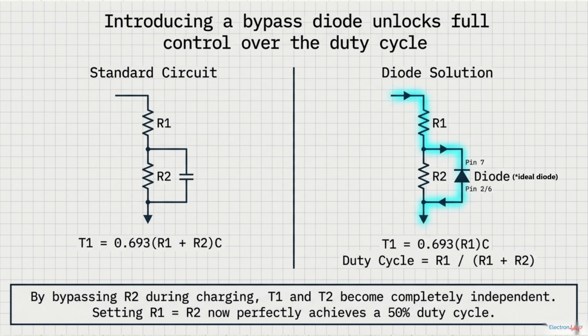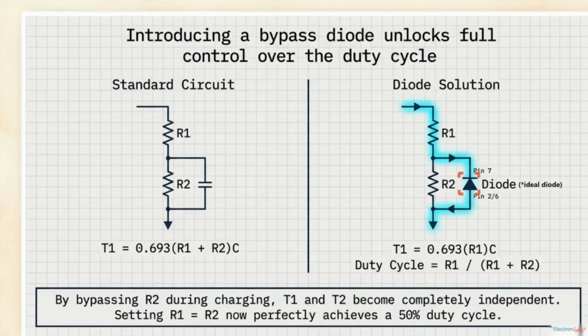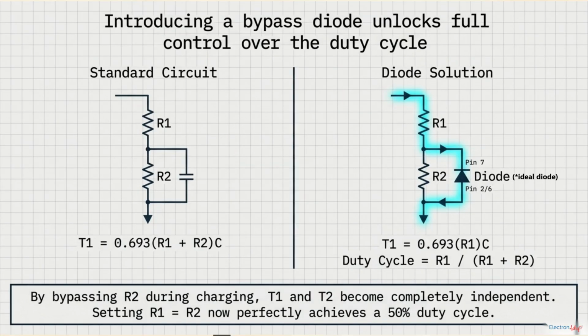This schematic modifies the standard circuit by wiring a diode in parallel across resistor R2. During phase 1, this diode becomes forward biased. It creates an expressway of negligible resistance, allowing the charging current to flow through R1 and entirely bypass R2. When phase 2 begins, the diode is reverse biased. The discharging current is forced back through R2 as normal.